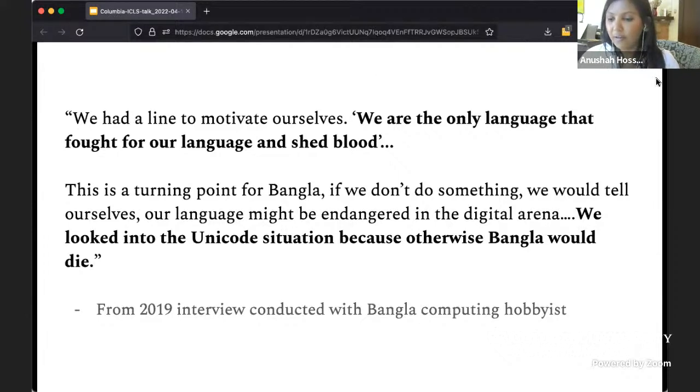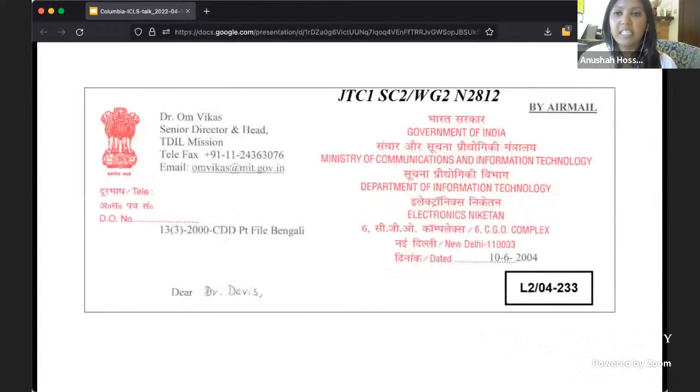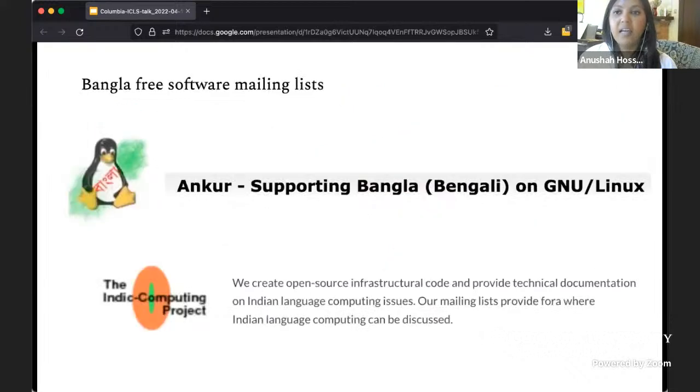This is a quote from one of the people who were posting on the email threads. We're the only language that fought for our language and shed blood. We looked into the Unicode situation because otherwise Bangla would die. It's very high stakes. Between 2002 and 2004, the Kandata debate would continue in circles on Unicode mailing lists, but would start to bring in more powerful actors, from the Bangladesh Standards Institution to India's Ministry of ICT, to impassioned Bangla linguists and open source hobbyists who were seeking to build Bangla software because it felt like nobody else would.